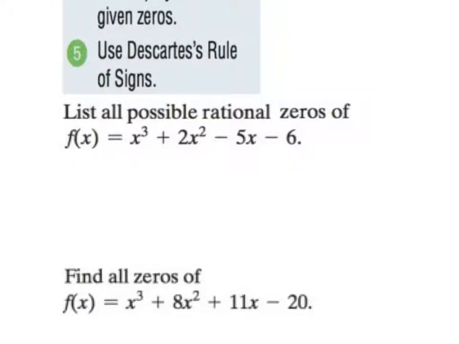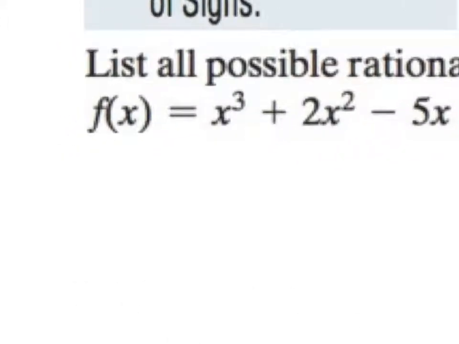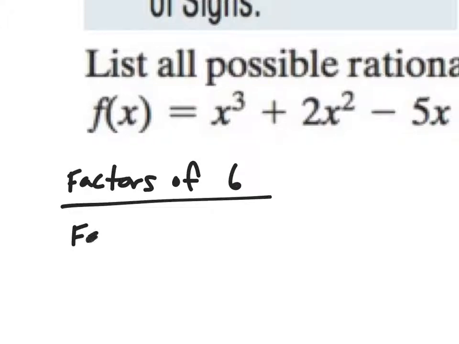All right, welcome back. We're going to continue this video and do these last few problems for 3.4. So what I've got here is I want to list all the possible rational zeros of this function. Remember, I want to take the factors of my last number and divide them by the factors of my leading coefficient. So here's what I got: factors of 6 divided by factors of 1.